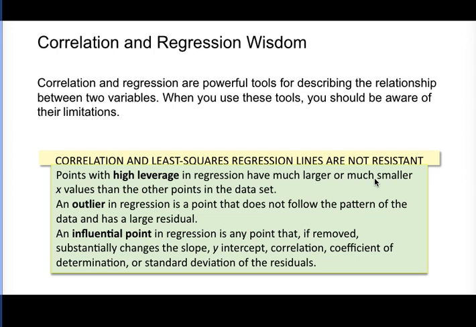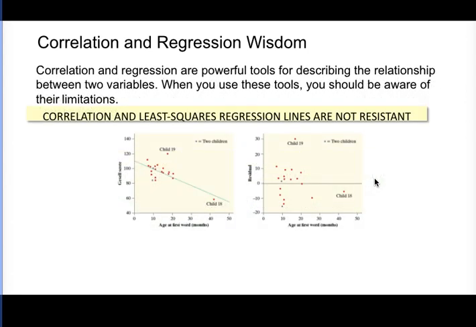Okay. So once again, class, high leverage has a higher what? And outlier has a higher Y. Great job. So the reason why that's important is because correlation, so your R and your least square regression line, they are not resistant. What that means is if you have an influential point, it will change R and it will change your least square regression line.